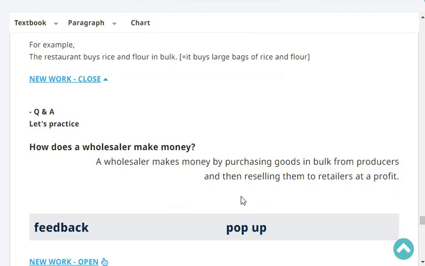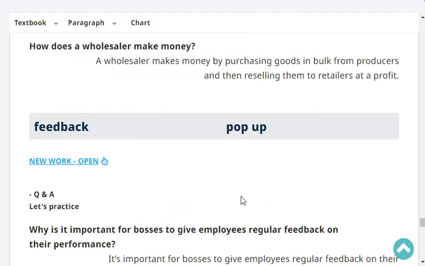Let's practice. How does a wholesaler make money? A wholesaler makes money by purchasing goods in bulk from producers and then reselling them to retailers at a profit. Very good.